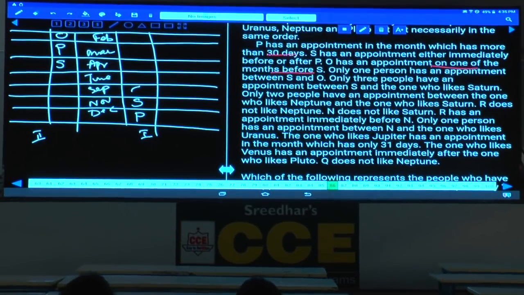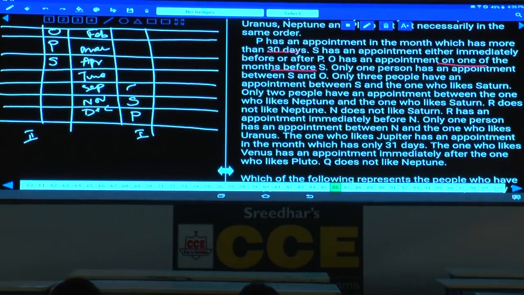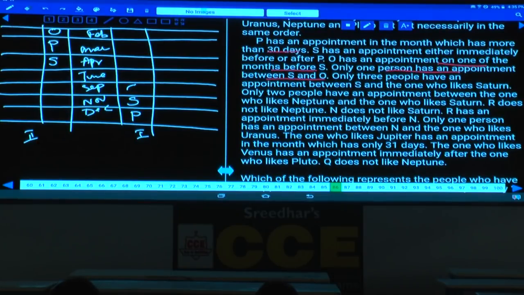Now in the second case, O will be here. And in the first case, O can be in any one of these 5 months: Feb, March, April, June and September. And only one person has an appointment between S and O. As only one person has an appointment between S and O, hence O must be here. Are you following this one or not? Hence O will be at this place. Only one person between S and O.